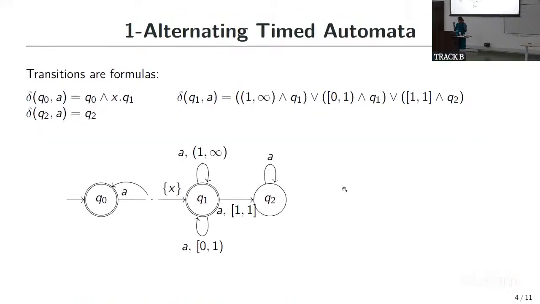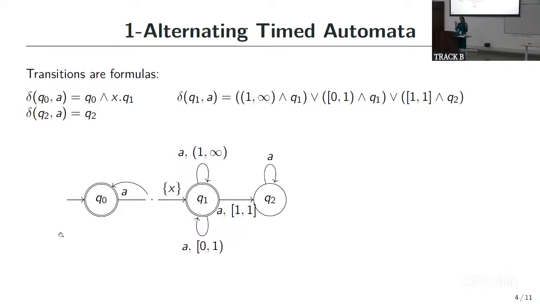Firstly, what is a one-clock alternating timed automaton? It is a timed automaton, but now the transitions are formulas. For example, here is an ATA that models a property saying no two A's occur at time distance 1. For people familiar with timed automata, you know that this is something a timed automaton cannot express. It's not a timed regular language, basically. But yeah, so this is how it is modeled.